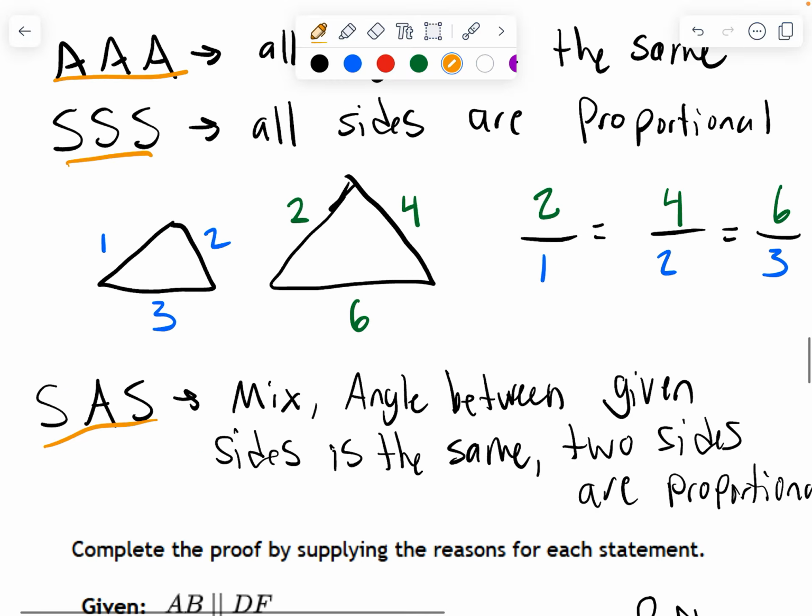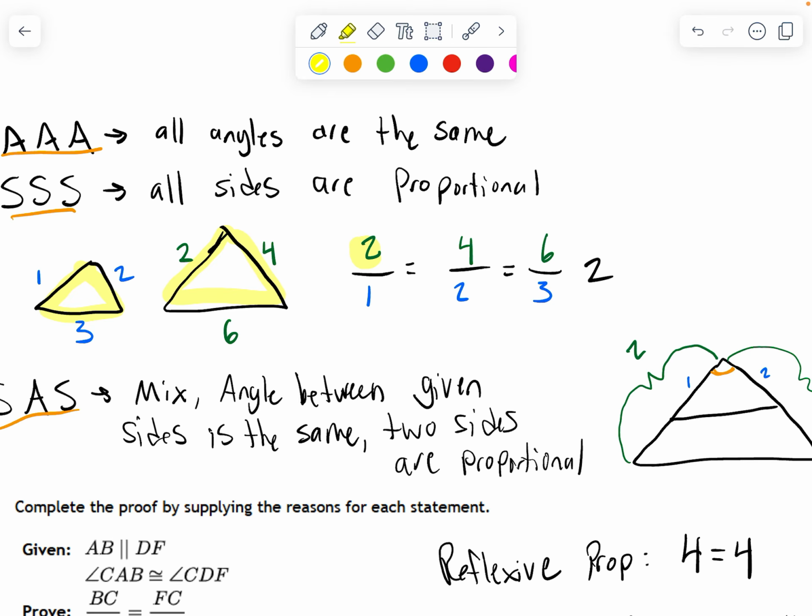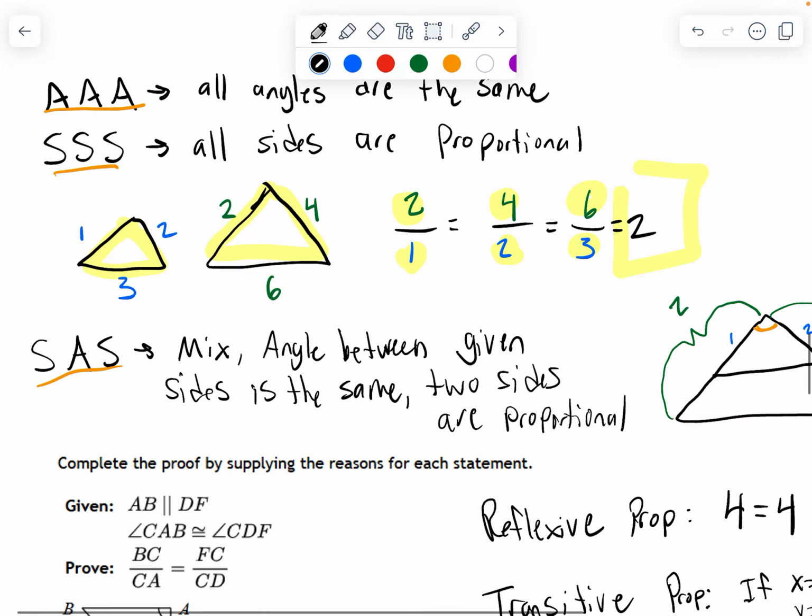So here's a mini example. Triangle number 1, we have 1, 2, and 3. Next one, we have 2, 3, and 4. What proportional sides means, if I were to take one triangle and divide by the sides of the other triangle, the corresponding sides, so smallest side over smallest side, medium over medium, large over large, right? Correspond those sides, you get the same number for all of those divisions. So 2 over 1, 4 over 2, 6 over 3, all of those equal 2. All right, so that's what it means to be proportional.